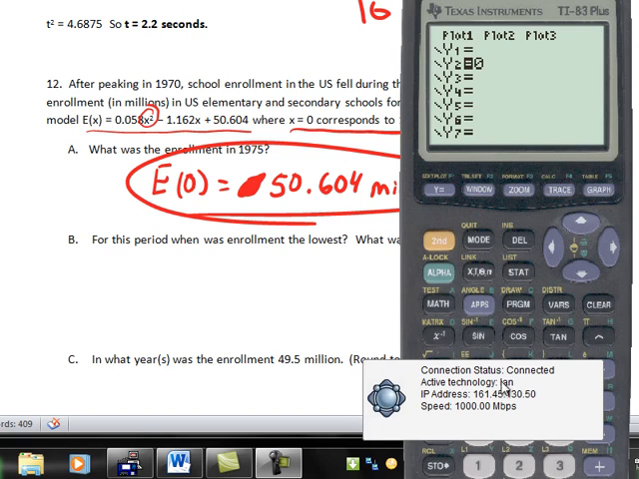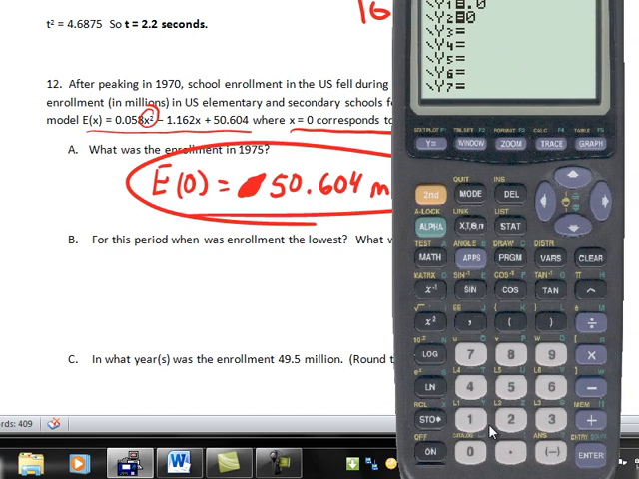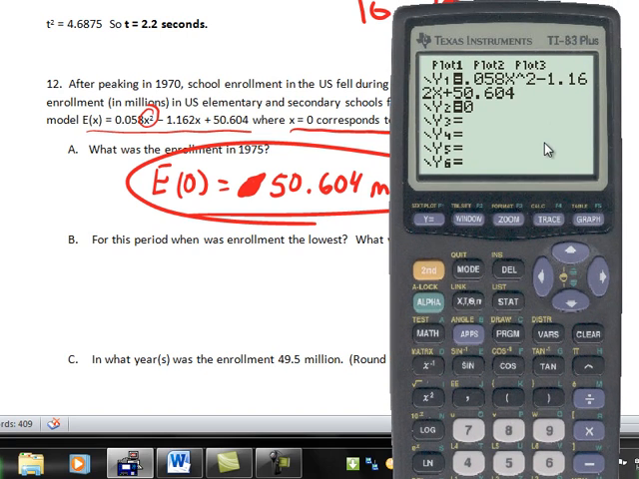We're going to put this equation in. So y equals 0.058x squared, and I know you can't see this top of the screen. I'll bring it back down in a second, but you should be able to type that in. Minus 1.162x plus 50.604. Pull it down so you can see what I put in. I'll also take a second glance to make sure there are no typos.